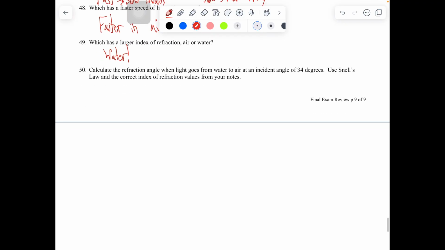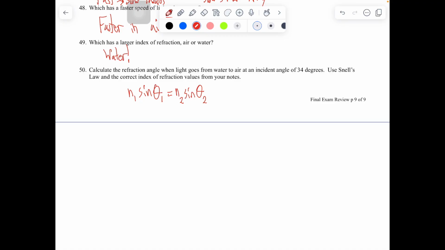And number 50, calculate the refraction angle when light goes from water to air at an incident angle of 34 degrees. Use Snell's law and the correct index of refraction values from your notes. Okay, Snell's law: n1 sine theta 1 is equal to n2 sine theta 2. These numbers just indicate the medium. So number 1 is the first medium, number 2 is the second medium, n is the index of refraction.